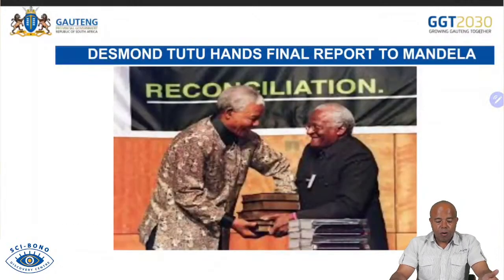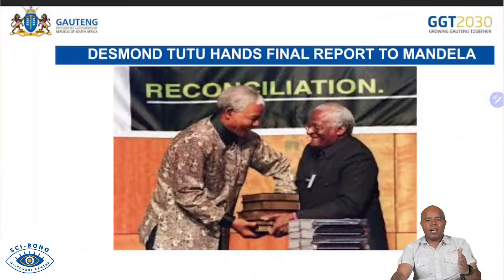Then we can see the 5 volumes that were presented to our former President Nelson Mandela, and it was presented by Archbishop Desmond Tutu. So learners, we need to understand, this is the content. We need to understand there were three committees: Human Rights Violation Committee, Amnesty Committee, and Reparation and Rehabilitation Committee. So once we understand that, then that's our basis.